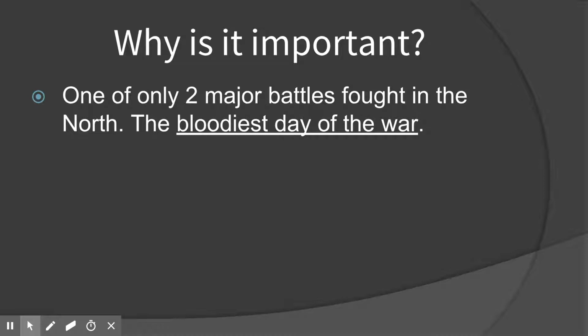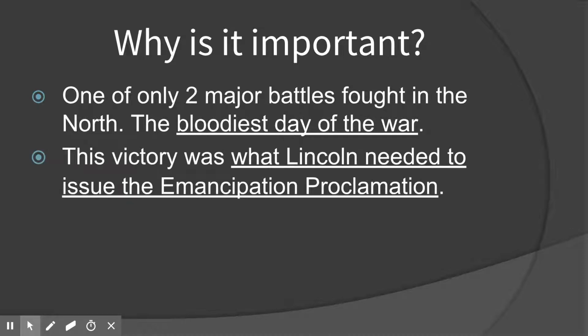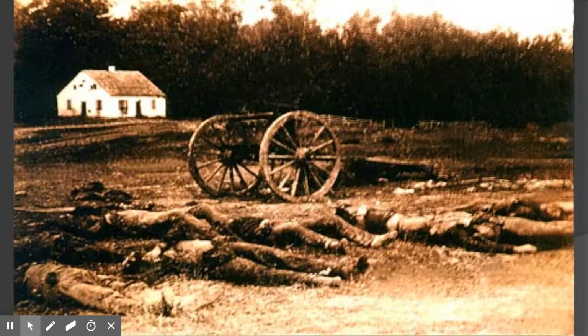First, it's going to force Lee back to the South. It ends up being the bloodiest day. And then this victory is what Lincoln needed to issue the Emancipation Proclamation. So if you know anything about history and what I've talked about so far this year, the Emancipation Proclamation will be the freeing of the slaves.